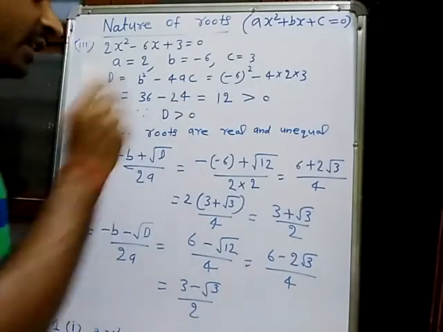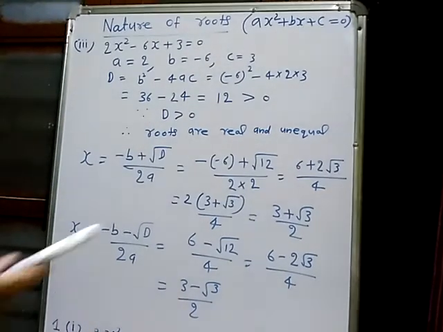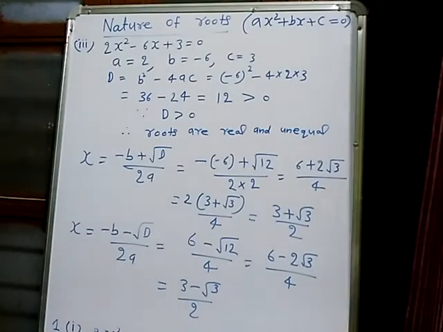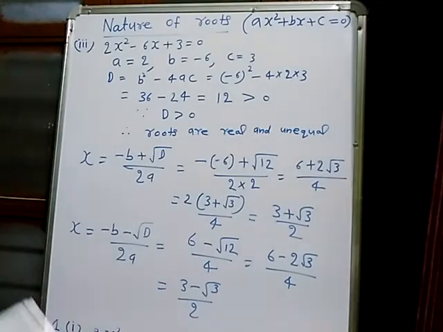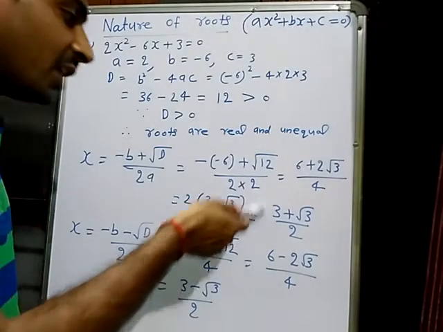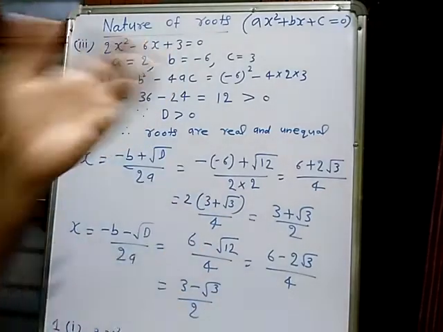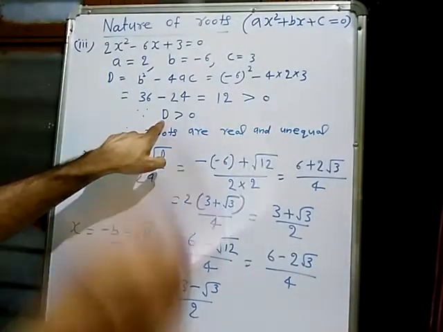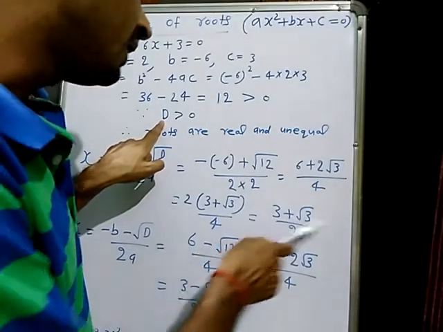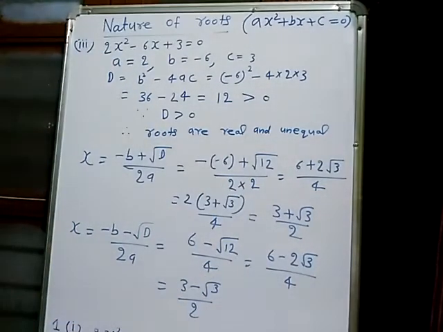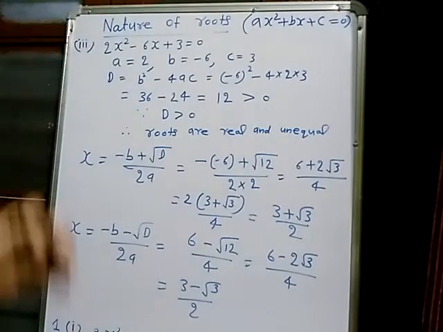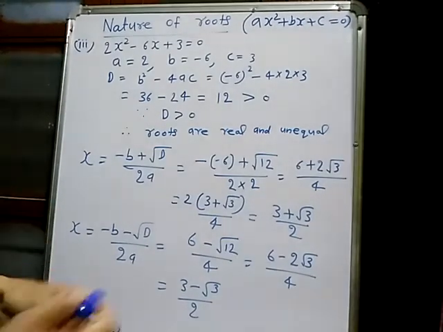So when D is greater than 0, one more thing I want to explain here. If D is greater than 0 and D is a non-perfect square number, then we always get irrational roots. One will be real, but what kind of real? Irrational roots. When D is a non-perfect square number, you will get irrational roots, and these roots are always a conjugate pair of each other.